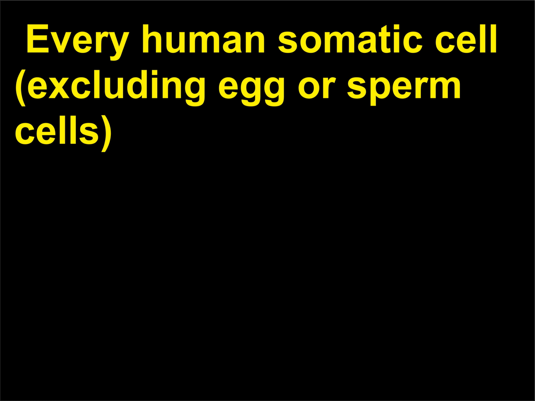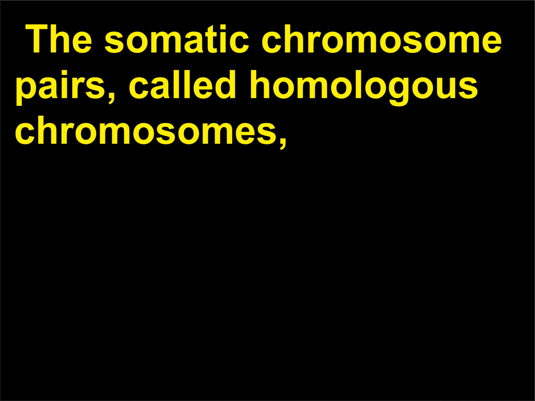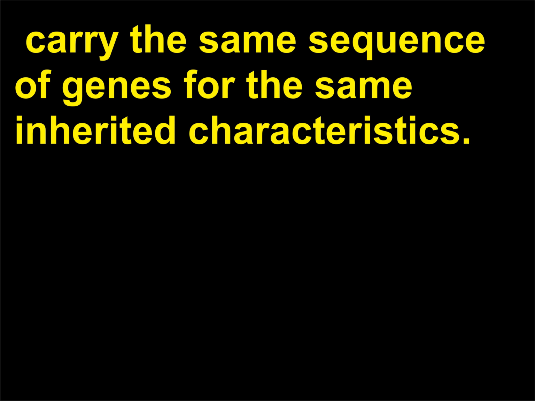Every human somatic cell, excluding egg or sperm cells, has 46 chromosomes, 22 somatic chromosome pairs and one sex chromosome pair. The somatic chromosome pairs, called homologous chromosomes, carry the same sequence of genes for the same inherited characteristics.